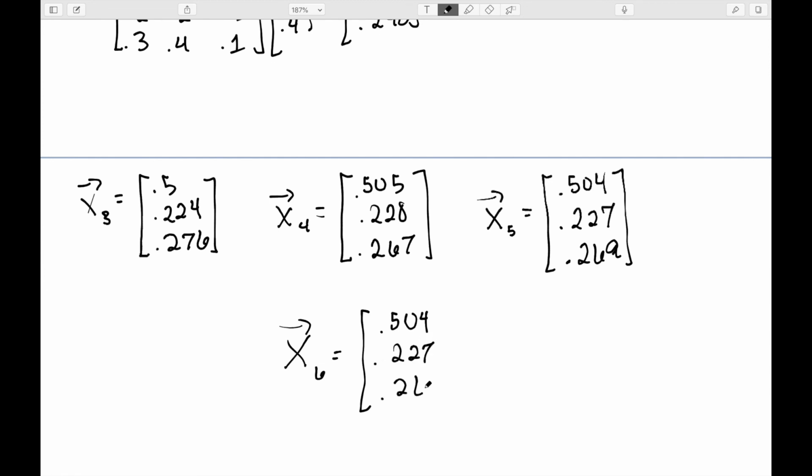So we can see that the state vectors here seem to stabilize over time with a probability of approximately 0.504 that the lion is in Reserve 1, approximately 0.227 that the lion is in Reserve 2, and a probability of approximately 0.269 that the lion is in Reserve 3.